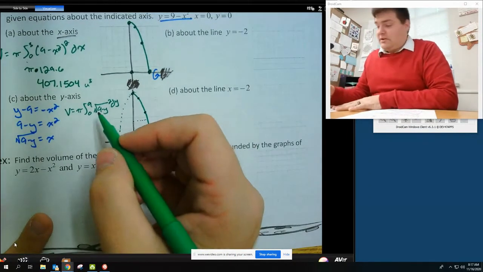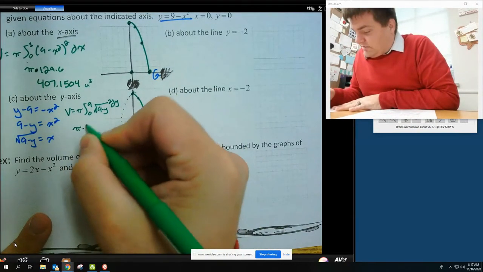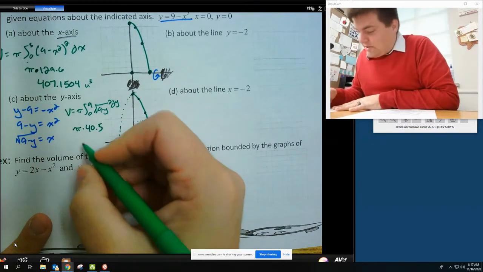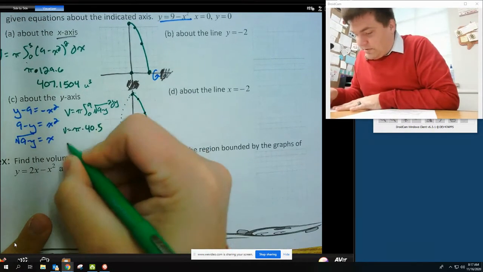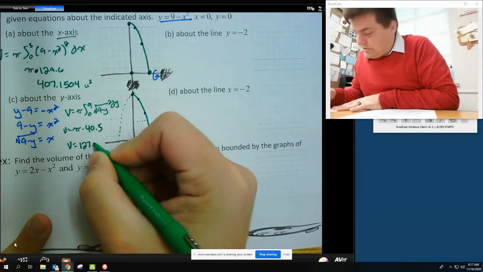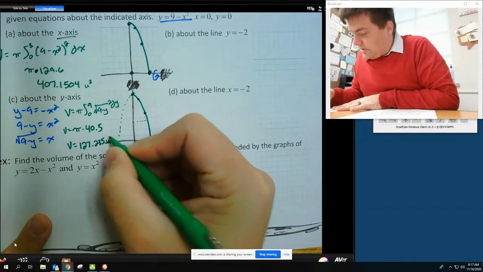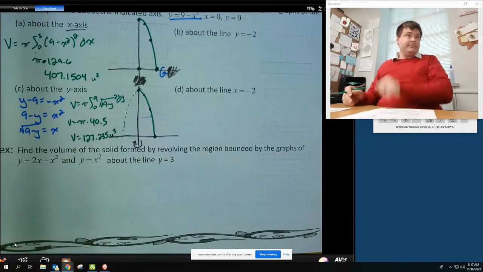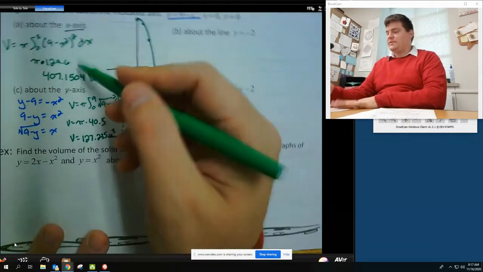Just to save time here, not using the calculator, I'm going to get pi times 40.5, which is going to end up giving me a volume of 127.235 units cubed. Okay, so those are the two basic ones.